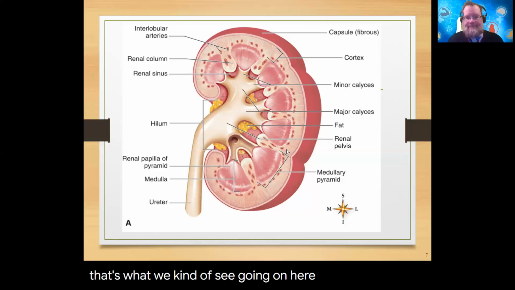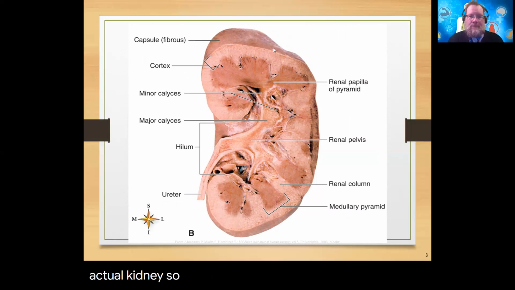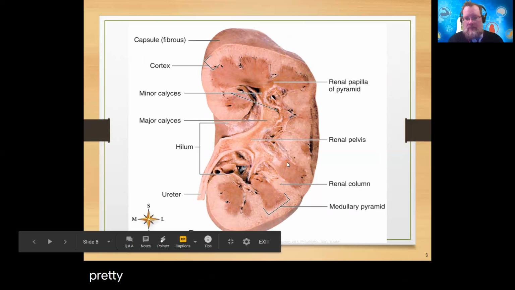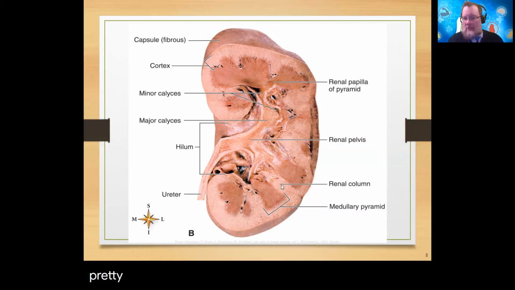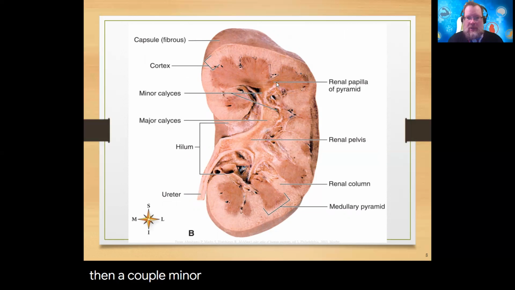Okay. And this is an actual kidney. So again, you can see these pyramids are pretty evident, as well as these columns. And then we can see that big renal pelvis there. And then the major calyx, and then a couple minor calyces coming off of the pyramids.